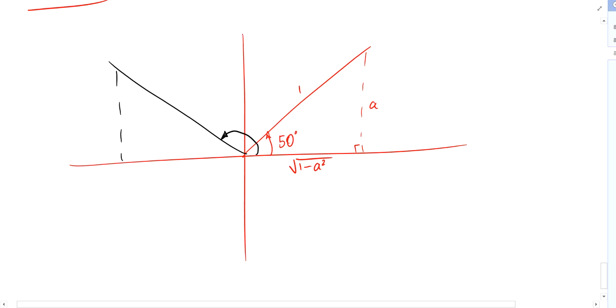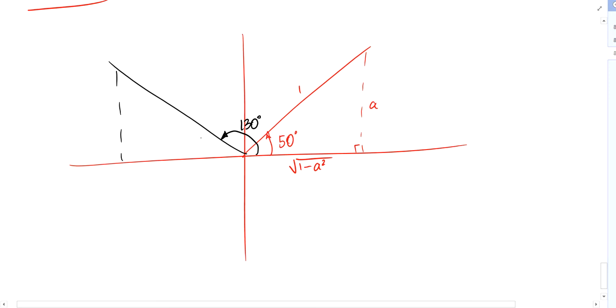What is this angle over here? Because it is symmetrical, I know that this is 50 degrees. Therefore, my angle in black must be 130 degrees, yes, because it is symmetrical.